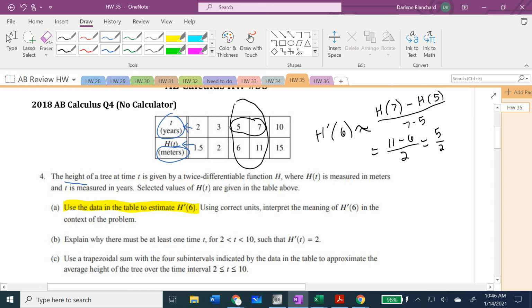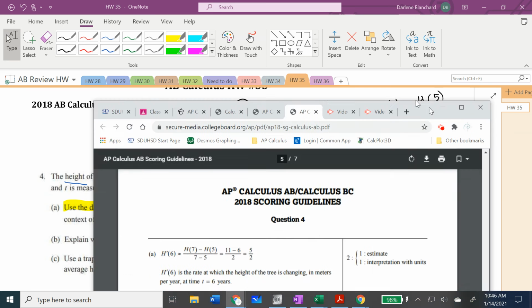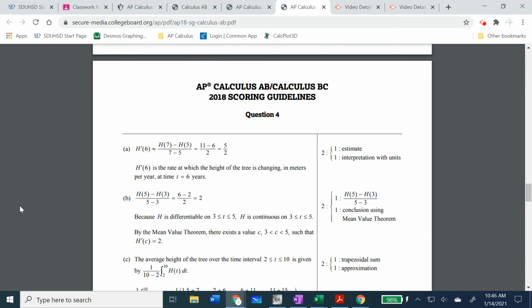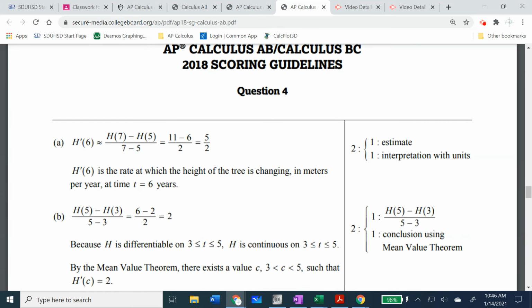So then how do you put that into words? I'm just going to grab the answer and just show you the words that they used, but know that it's your job to think, what is that in kind of layman's terms? So it is the rate at which the height of the tree is changing. You've got to say the units in meters per year at time t equals 6 years.